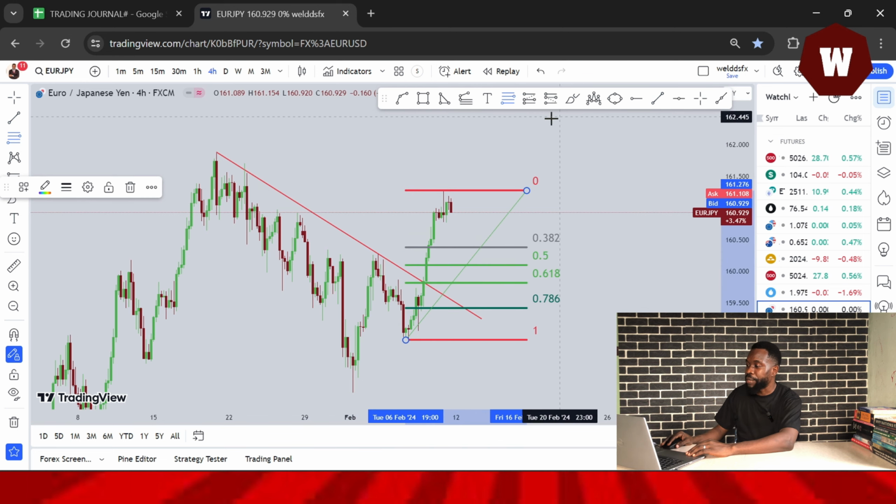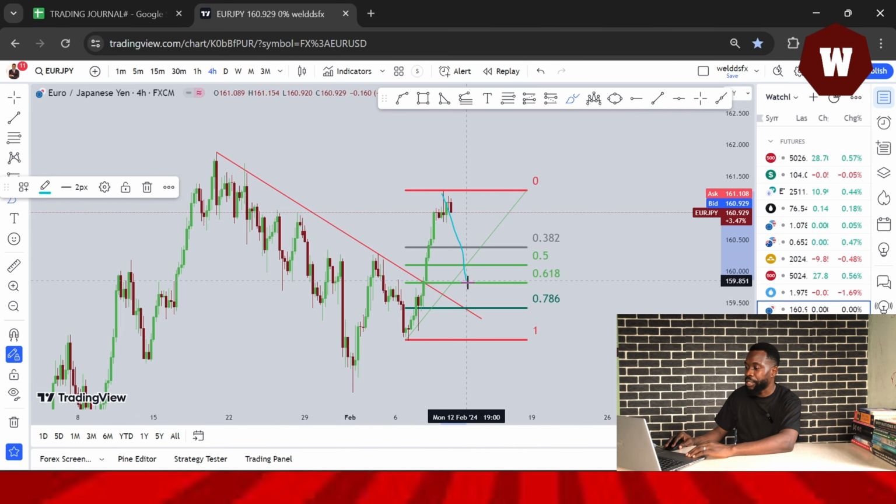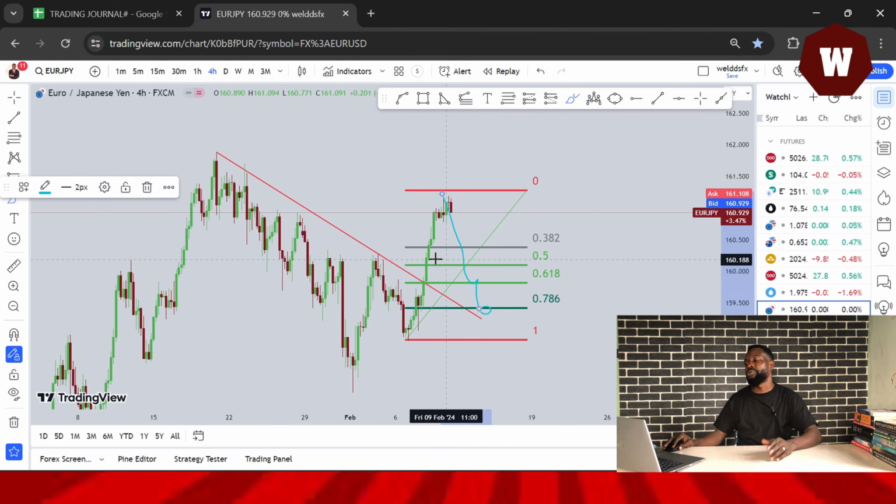So you will expect a retracement. I'm expecting this currency to push back from here right to this level or to the 78.6 fib level. Those are my 2 trades.